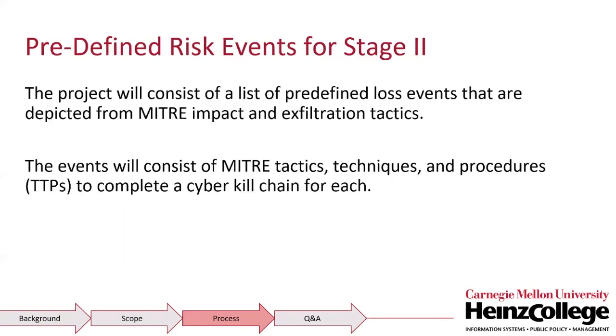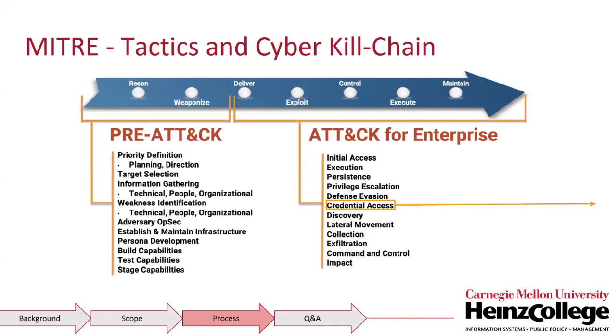So that concludes stage 1, but for stage 2, we have to first mention a few things. For our method, we use predefined risk events, depicted from MITRE impact and exfiltration tactics. These events represent a cyber kill chain detailing the needed TTPs, tactics, techniques, and procedures to execute a cyber kill chain. But let us detail this a little bit more. We are detailing here MITRE's tactics and cyber kill chain. We'll focus mainly on the attack right-hand section.